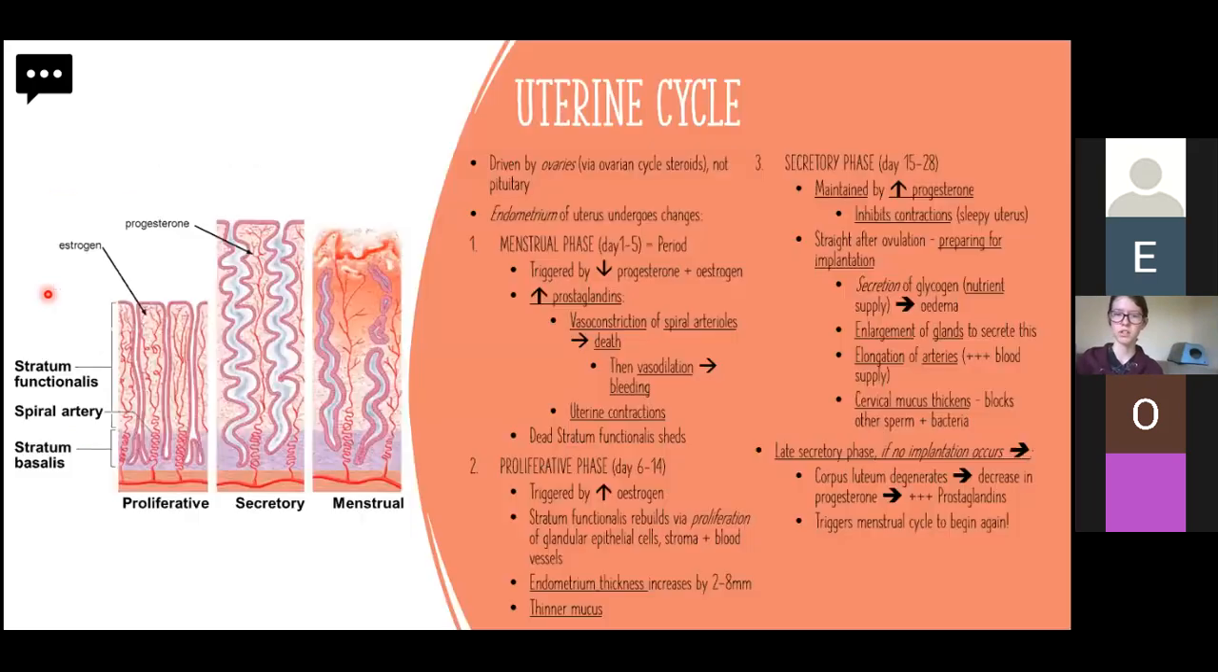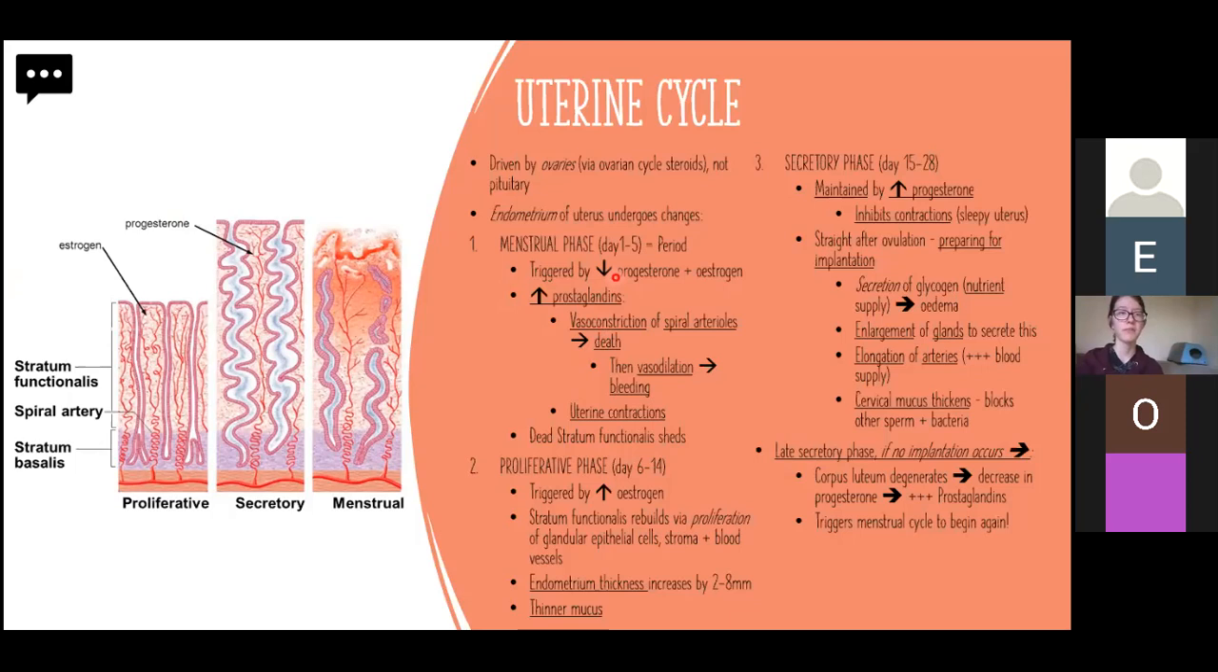All right, and you've also got the uterine cycle, a bit more simple. You've got your menstrual phase right at the start, where you're just getting rid of everything, and that's all triggered by the prostaglandins as well. So they'll cause vasoconstriction of the spiral arterioles, then you'll get not enough blood flow, so you get death to that top layer, then it'll vasodilate and you'll get lots of bleeding from that, and you also get uterine contractions. So it's just not a fun time, but it's just cleaning out everything.